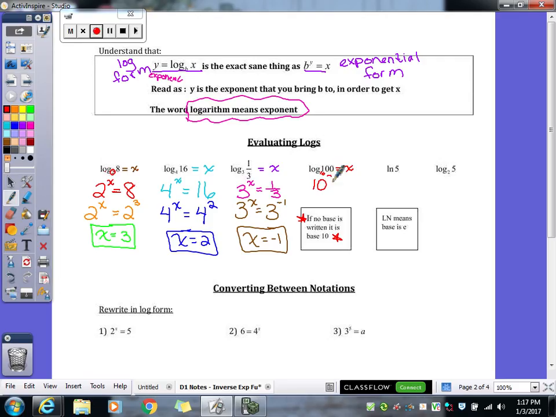So this would be 10 to the x equals 100. Which 100 is 10 to the what power? 10 to the second. So therefore, x equals 2.